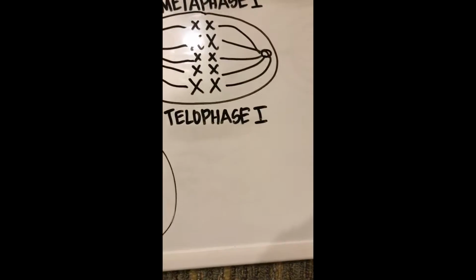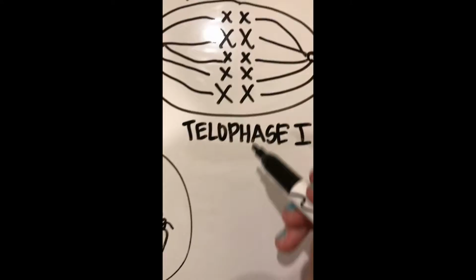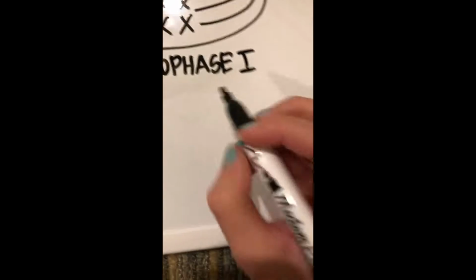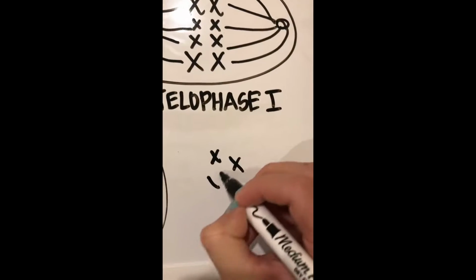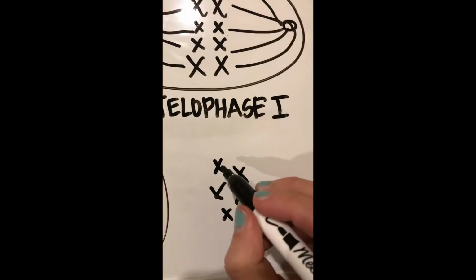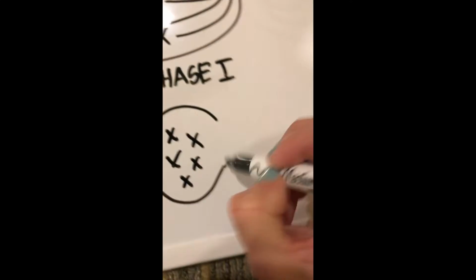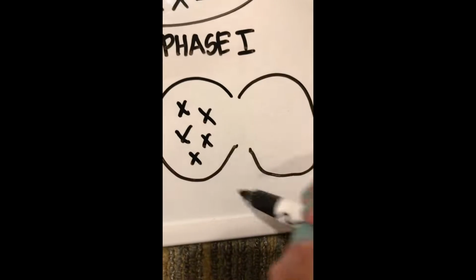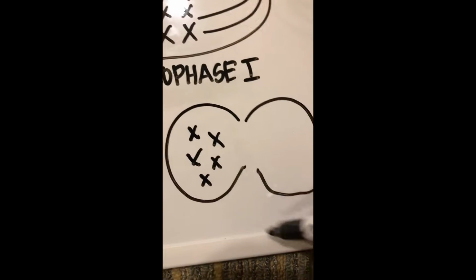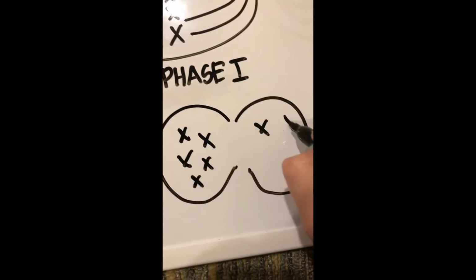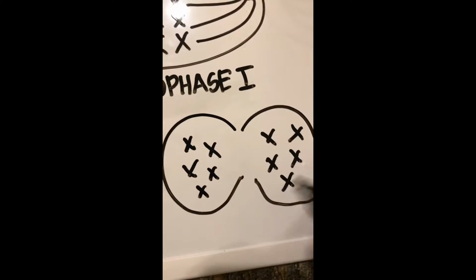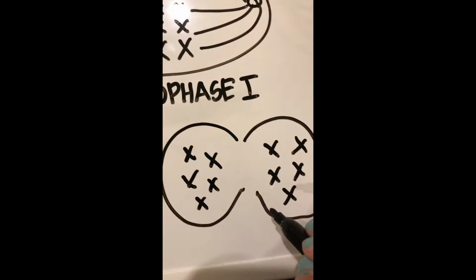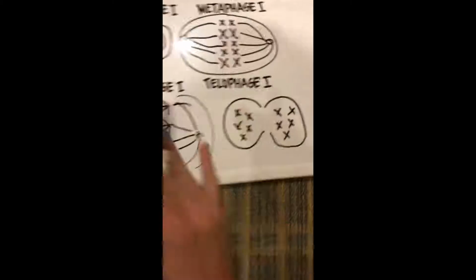Then you get to telophase 1, which is where cytokinesis splits them into 2 new cells. In anaphase 1 they're being split apart, and then they form into their own groups. The cytoplasm is splitting with cytokinesis right here, splitting them into 2 groups, and you get 2 new cells. That's the end of phase 1 for meiosis.